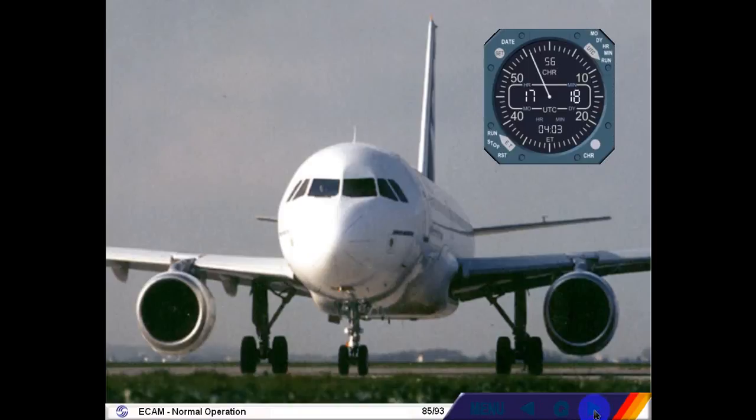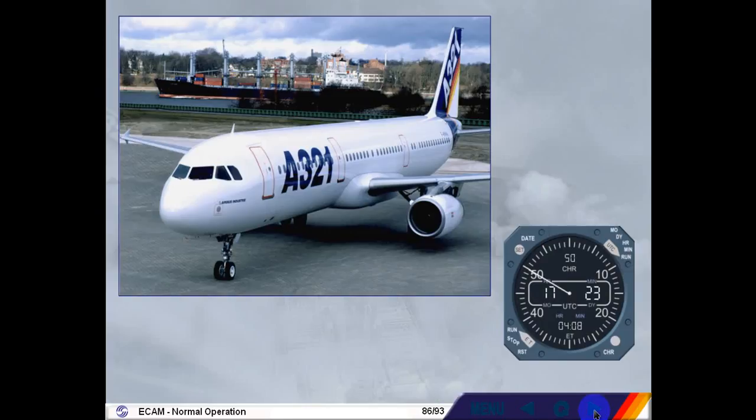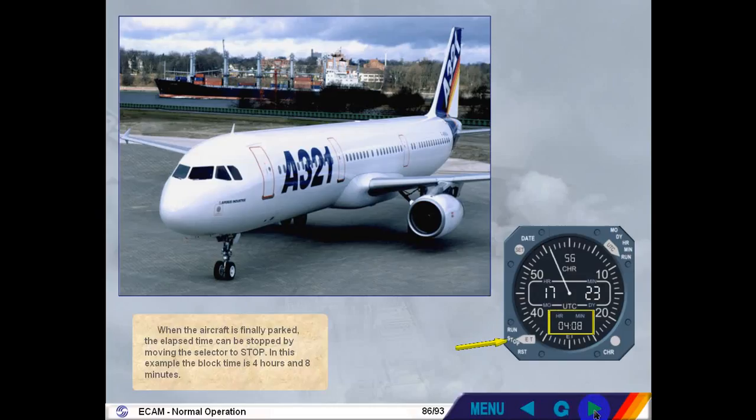On landing, the chronometer can be stopped to give an indication of flight time. The chronometer only indicates up to 60 minutes and then starts again at 0. There is no indication for the number of hours. When the aircraft is finally parked, the elapsed time can be stopped by moving the selector to Stop. In this example, the block time is 4 hours and 8 minutes.